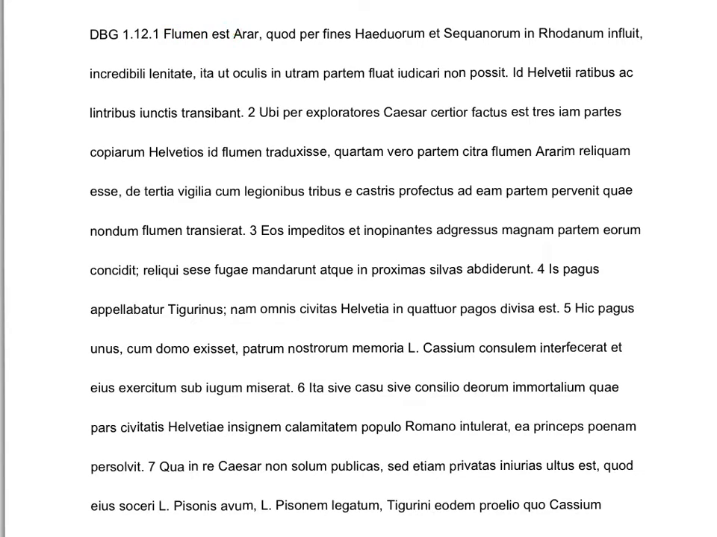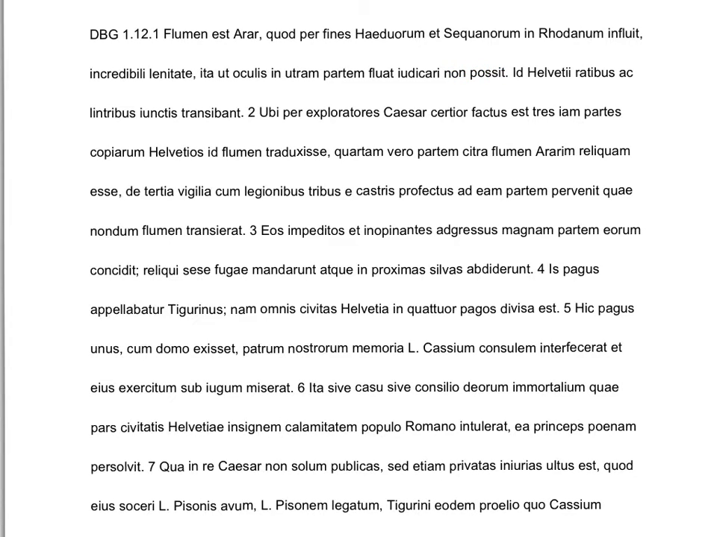Flumen est Arar, quod per fines Haeduorum et Sequanorum in Rhodanum influit, incredibili lenitate, ita ut oculis in utram partem fluat iudicari non possit.